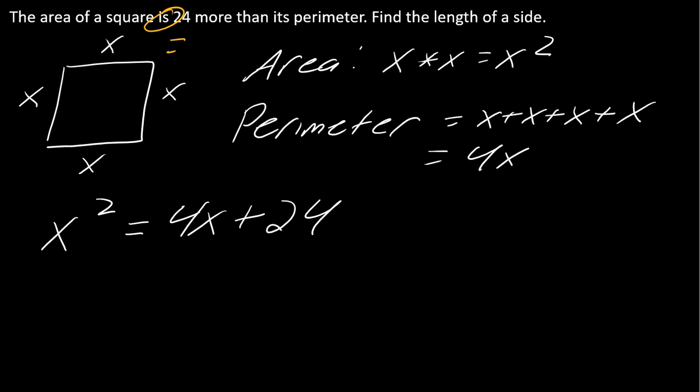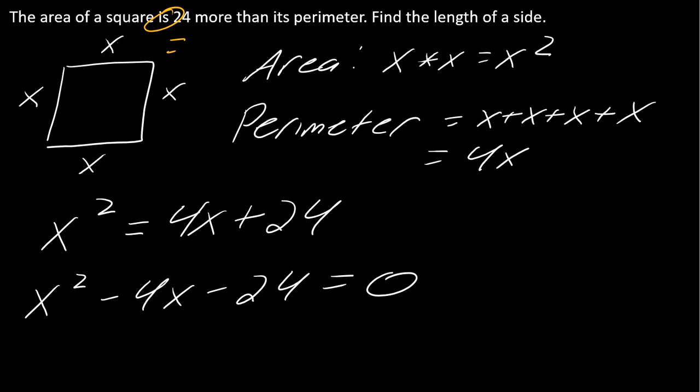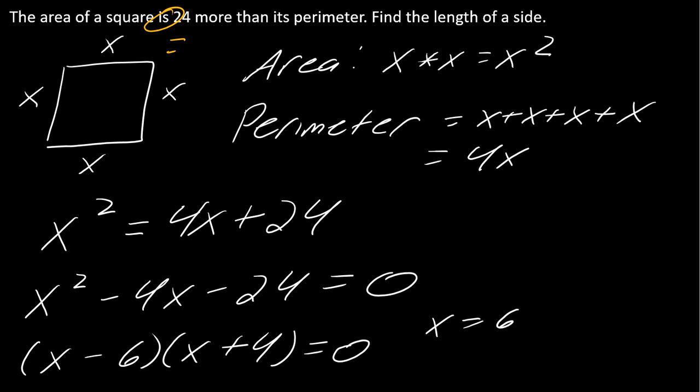Boom, done. Okay, so now I want to subtract these off and set them equal to 0 because it's a quadratic, so I want to see if I can factor this. I think I can factor this. Let's see, this becomes (x minus 6)(x plus 4) equals 0. So I get x equals 6 or x equals negative 4. So which one of these actually makes sense? That one right there, x equals 6. So the sides must all be 6.